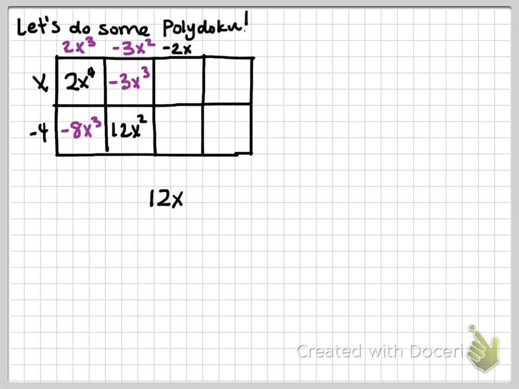Okay, now I just multiply x times negative 2x to figure out this box. I get negative 2x squared. Negative 2x times negative 4 to get this box. And I get positive 8x.